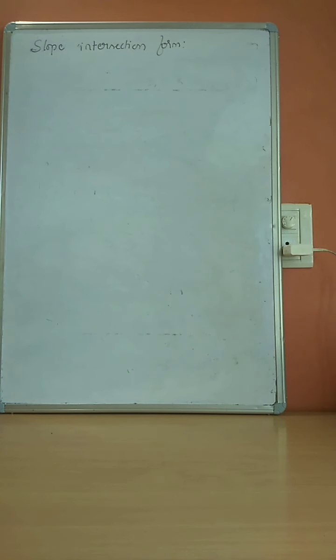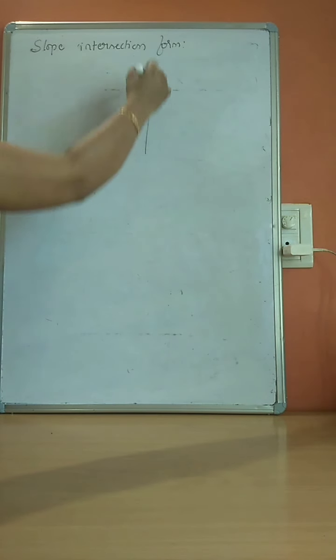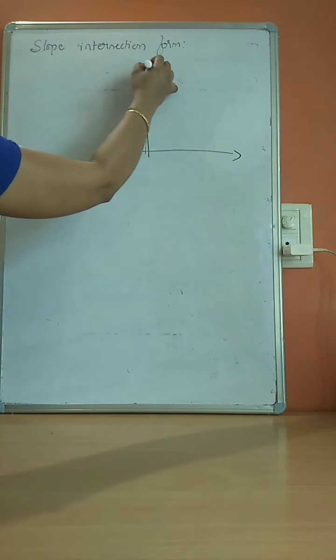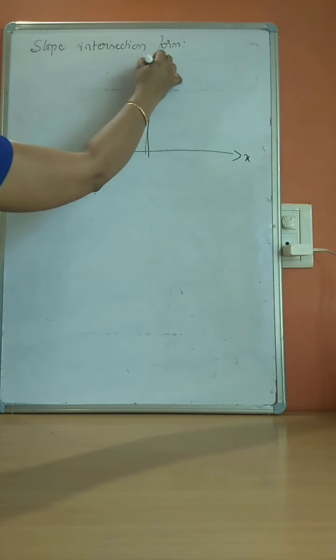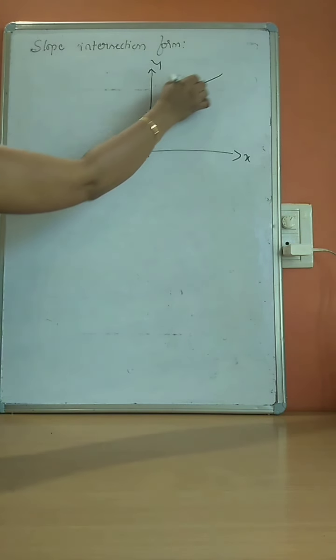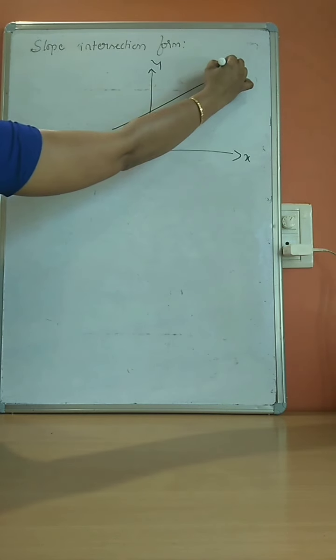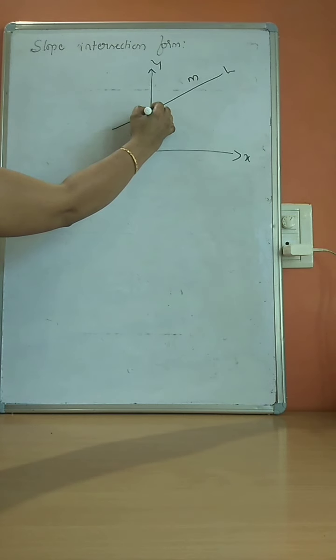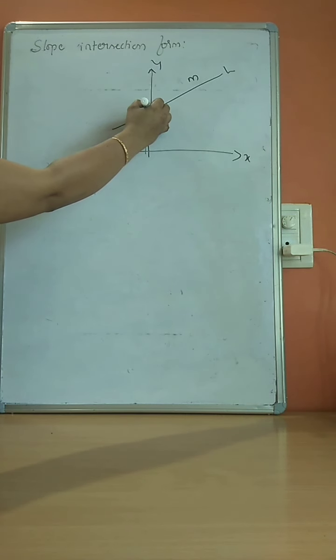For slope intercept form, let us consider the xy plane. Let L be the line with a slope m, which cuts a distance C from the origin. So from the origin it cuts the distance; it has been cut there. It cuts the distance C from the origin.